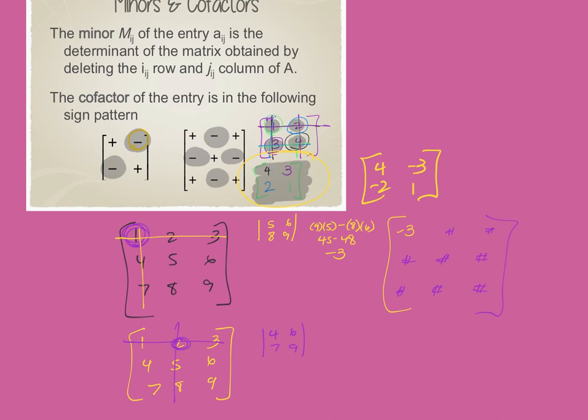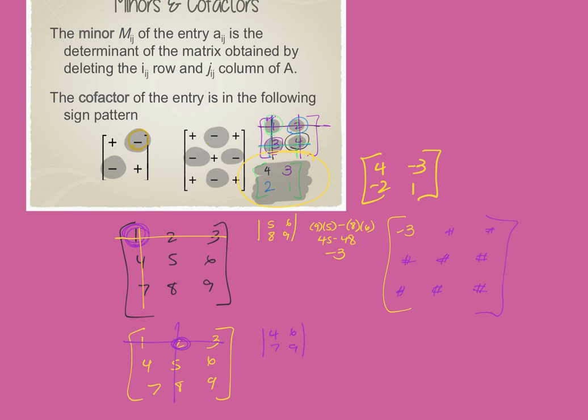Is there any possible way to avoid doing all 9? No. What is the cofactor? The minors with the signs changed. The minors are the ones that we crossed out. And then the cofactors, you take what you get from that and you change the signs on those spots.